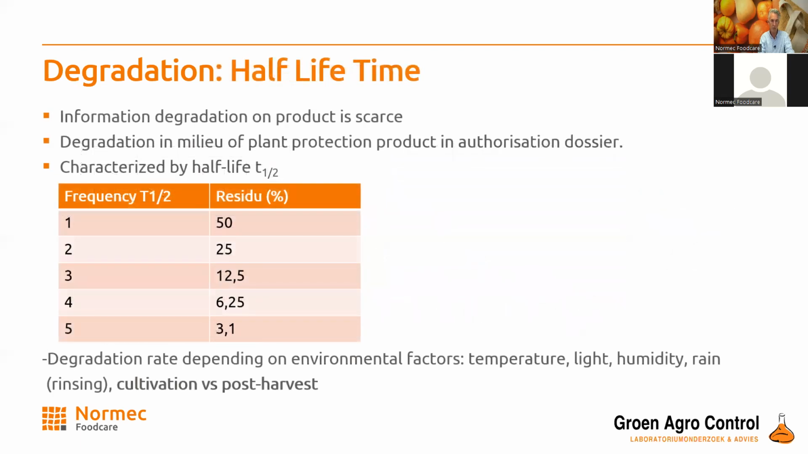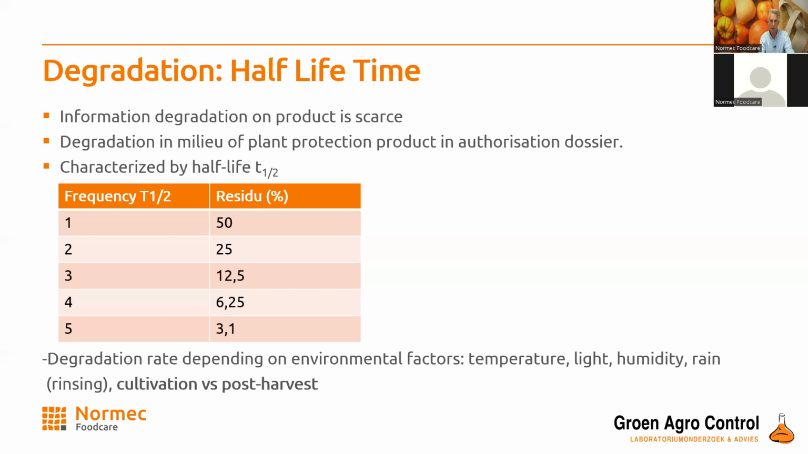What is degradation? It's half-life. The information on the degradation of the product is really scarce because it depends on different factors. Also, normally, degradation in the milieu of plant protection products in the authorization dossier is not always completely ended. It's characterized by half-time. That means that after one period, we have only 50% of the residue, and after the second period, 50% of 50 is 25%. So in the beginning, degradation is really quick, but after some time it takes more time for the concentration to go to zero.